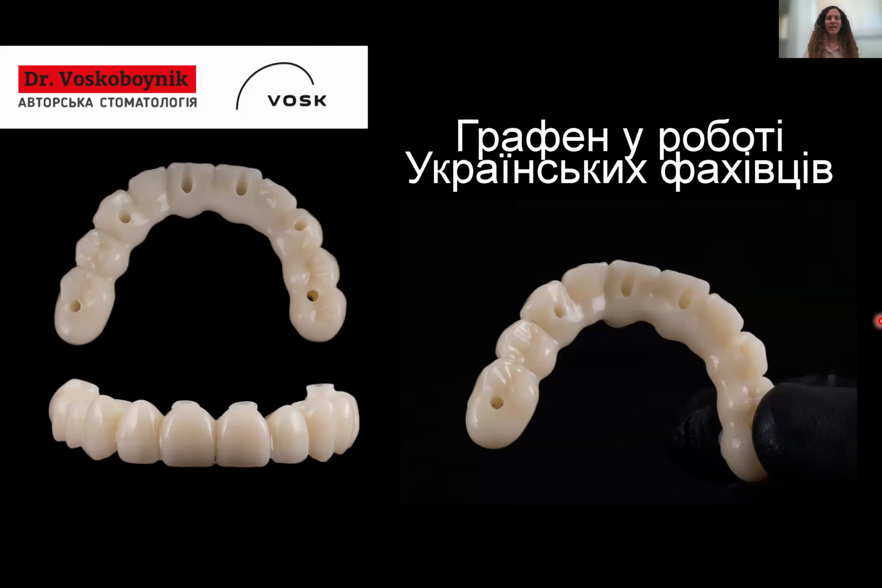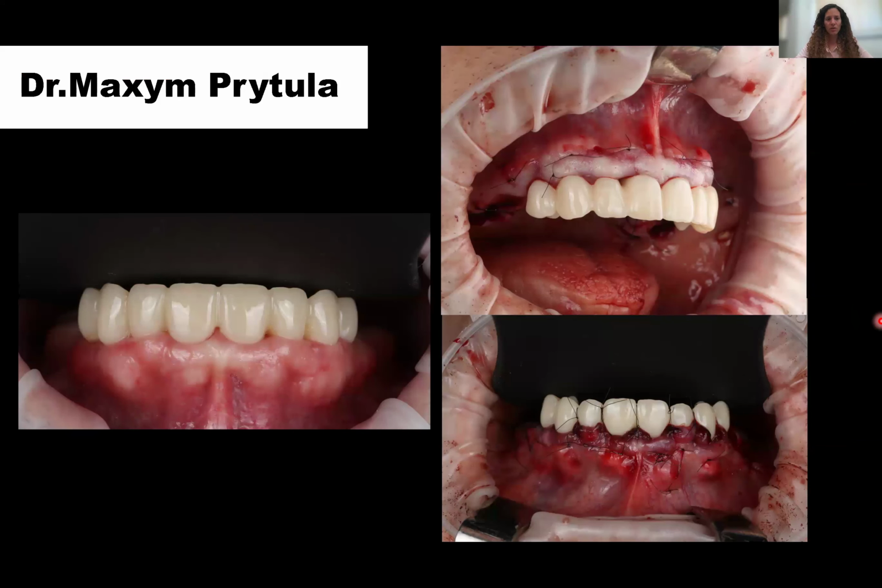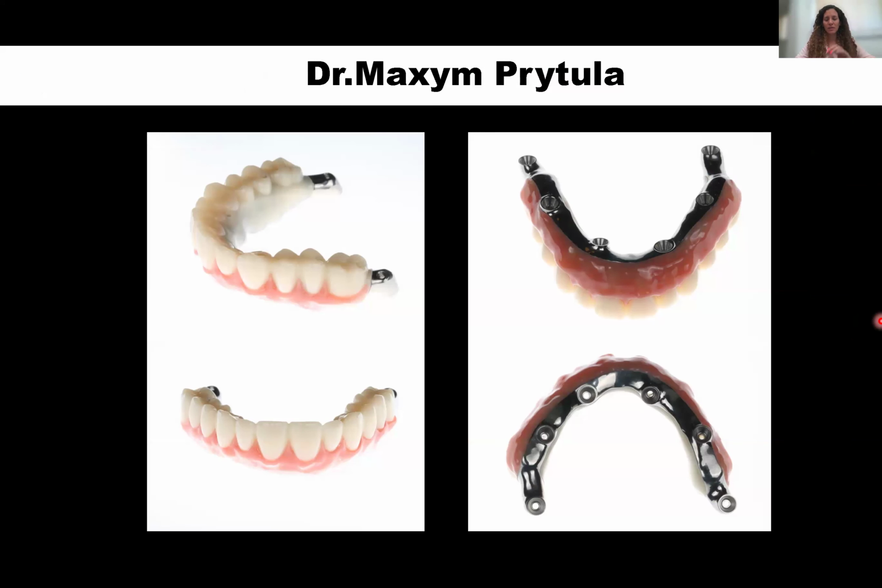Let you know that these cases, they are from some customers and doctors that are already using graphene in Ukraine. You can see the work that they are doing now in your country. This is another doctor. Okay, so we have different types of prosthetics, different ways to rehabilitate, and finally, we are giving you the possibility to choose a new material, okay?